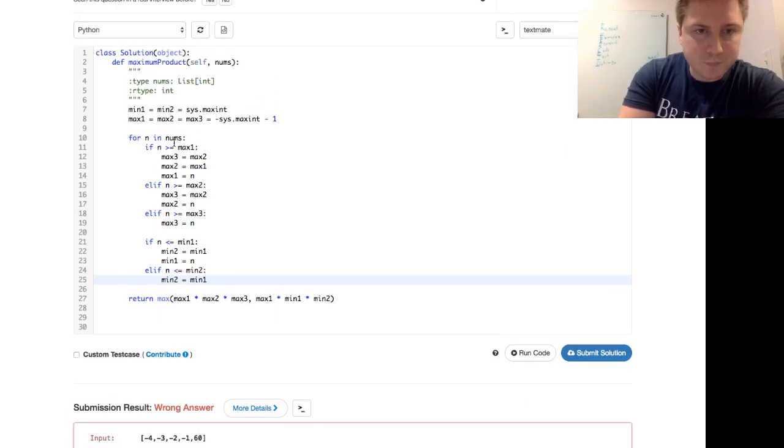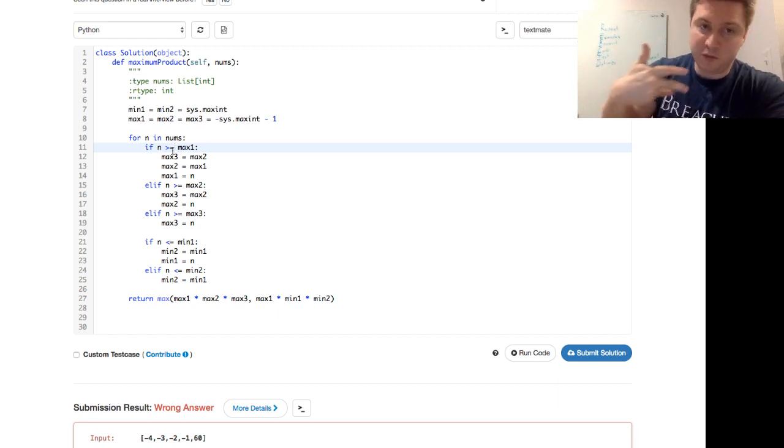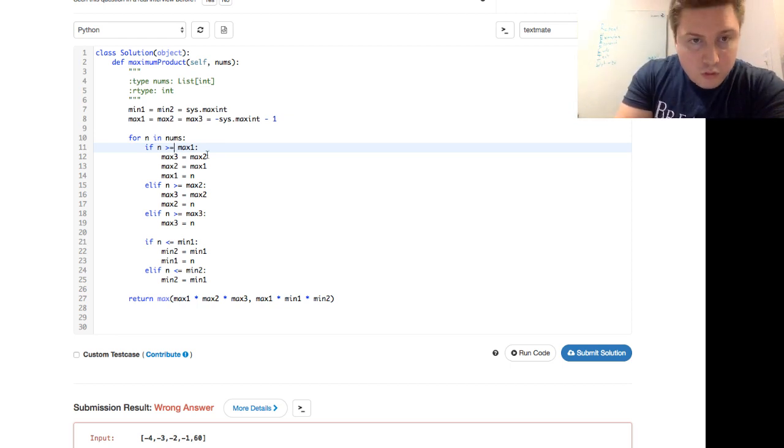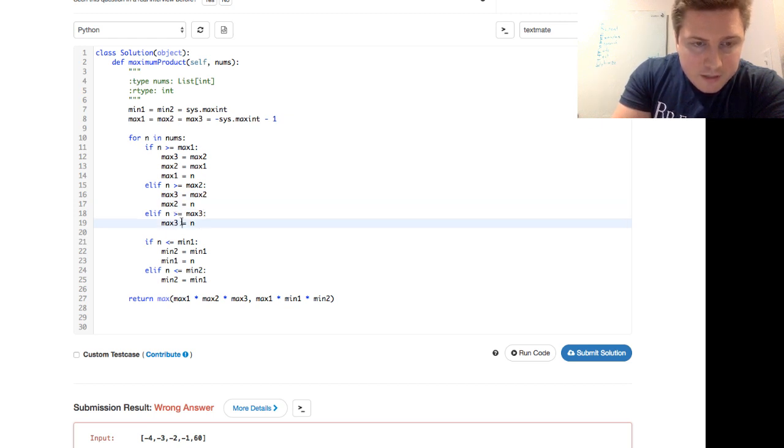If n is greater than or equal to, that's sometimes a catch here, but we do want to use the greater than or equal to because we want to bump that down. If we see the highest number is 5, what we've seen so far, we have another 5, we want to bump that down again. So max 3 equals max 2, max 2 equals max 1, and then max 1 equals n. If n is greater than or equal to max 2, max 3 equals max 2, and then max 2 equals n. If n is greater than or equal to max 3, then max 3 is greater than it. Excuse me, max 3 becomes n.